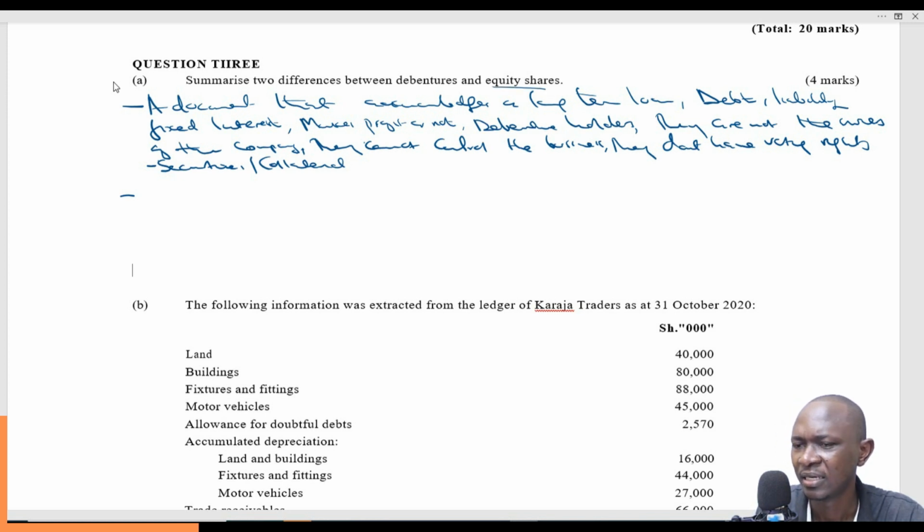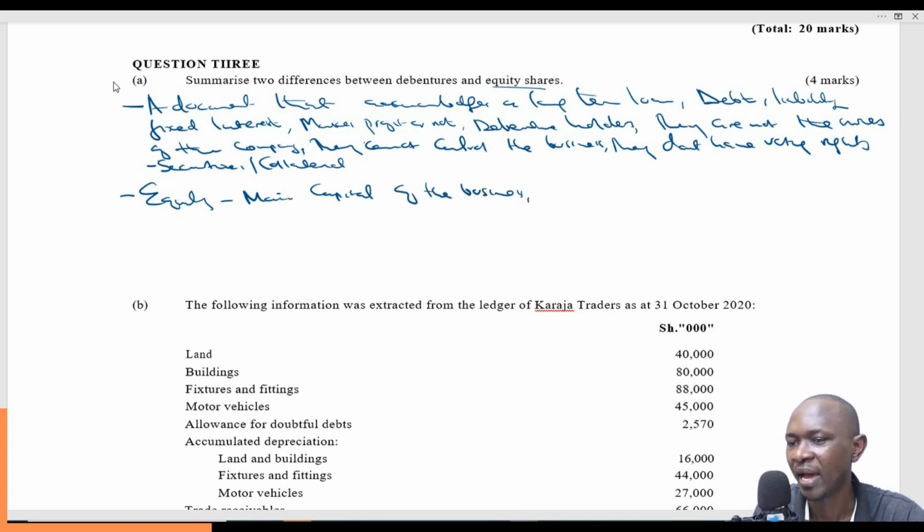Equity shares form part of the main capital of the business, and it is contributed by the shareholders. We call them the ordinary shareholders. These are the real owners. Ordinary shareholders are the real owners of the business.